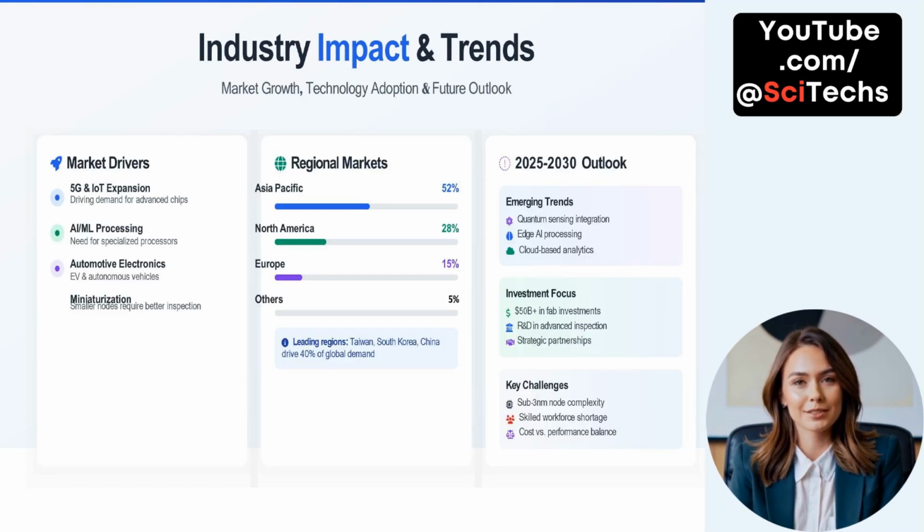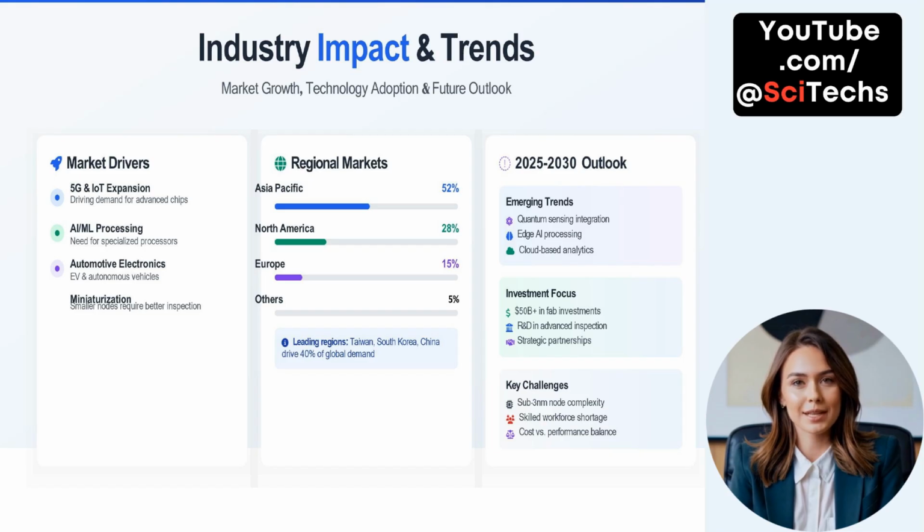Industry impact and trends, market growth, technology adoption, and future outlook. Several major market drivers are fueling the inspection technology industry. First, the expansion of 5G and the Internet of Things is increasing demand for advanced chips that require more rigorous inspection. AI and machine learning processing further drive the need for specialized processors, which must be defect-free to ensure performance.